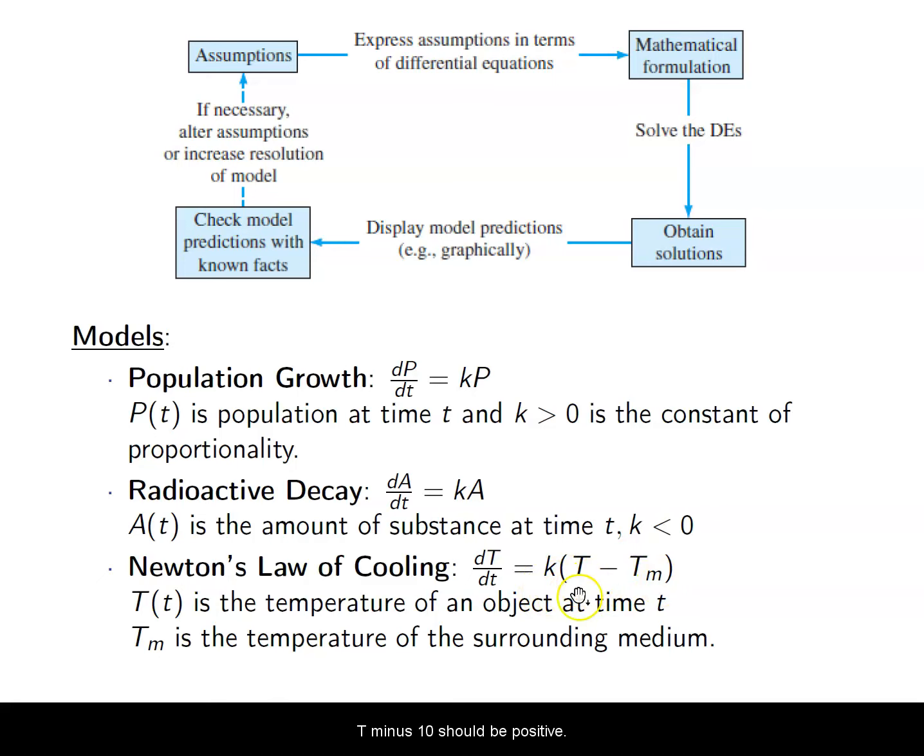T minus Tm should be positive, right? If I'm cooling down, this temperature is larger than the ambient temperature that I'm cooling down to. That means this constant of proportionality should be negative because I am decreasing a positive value, right? So Tm is a real number, a constant, and my constant of proportionality is negative because I should have a decreasing function, decreasing to Tm as time goes to infinity, right?